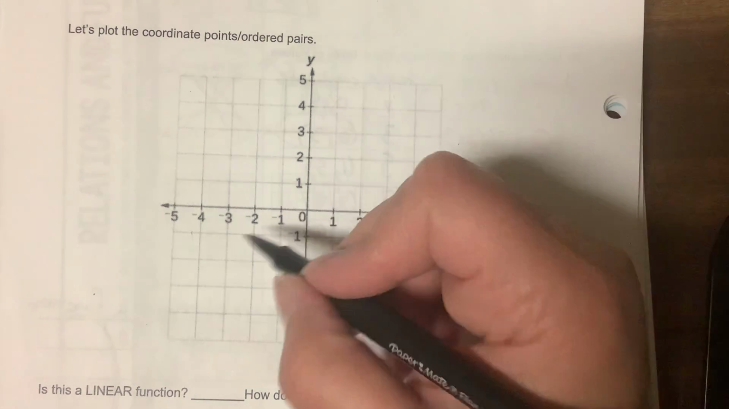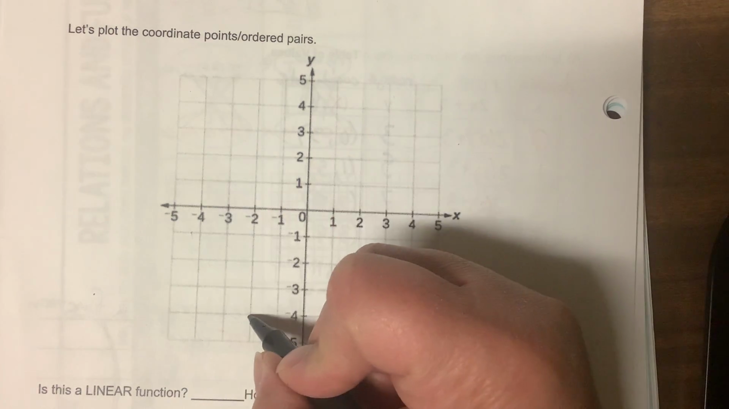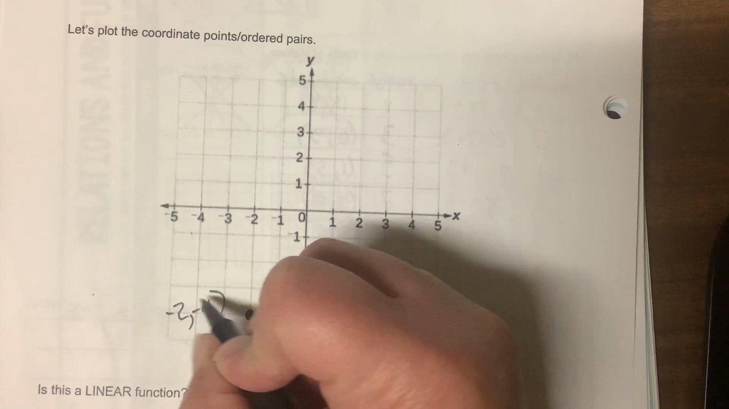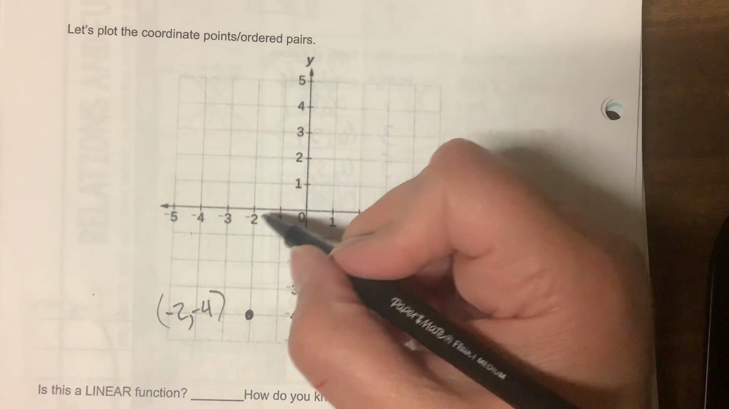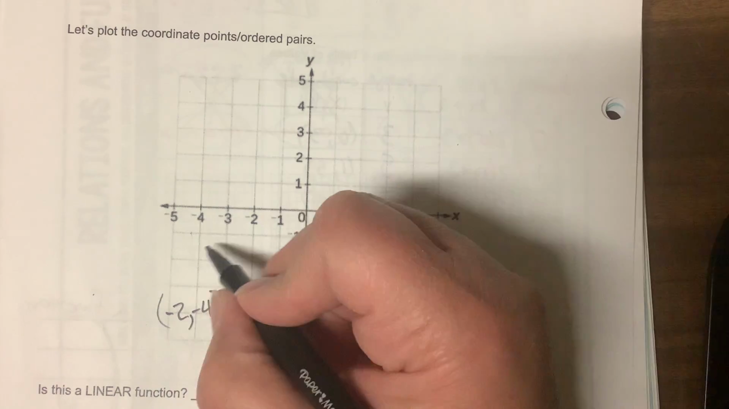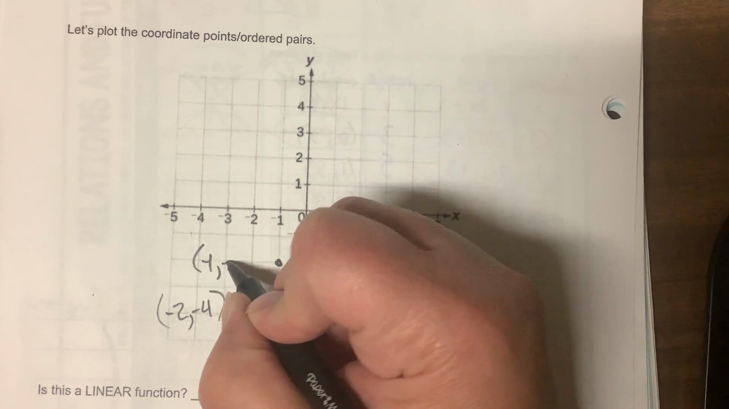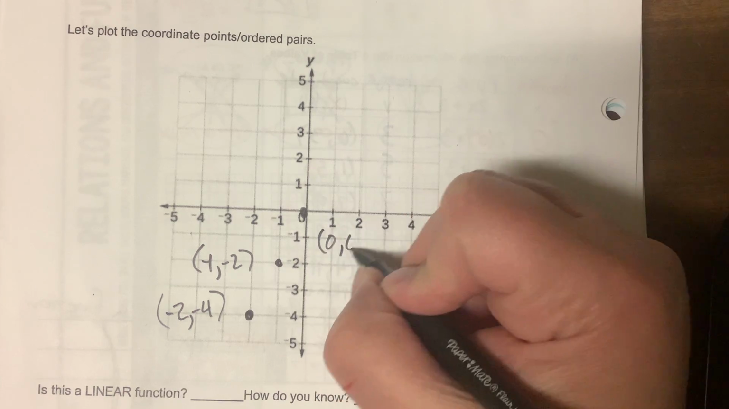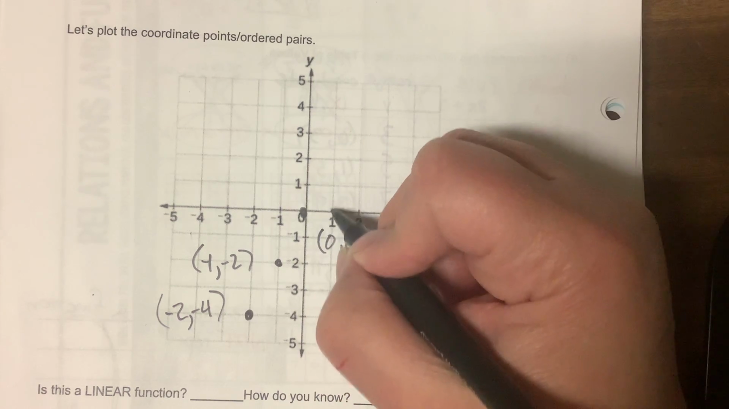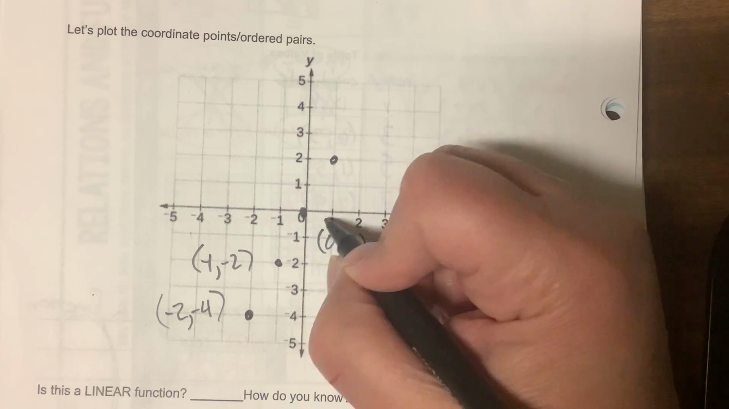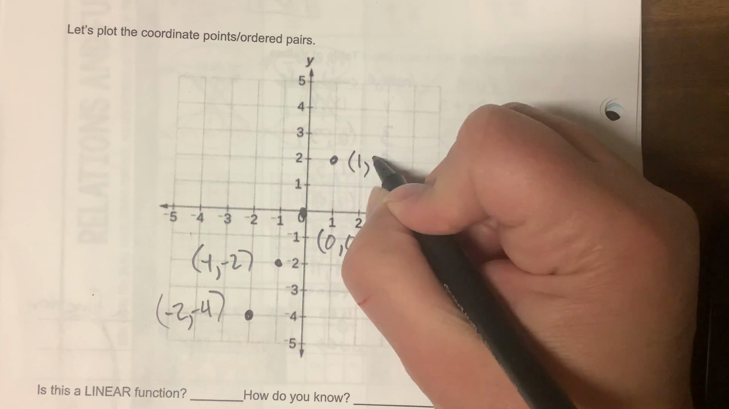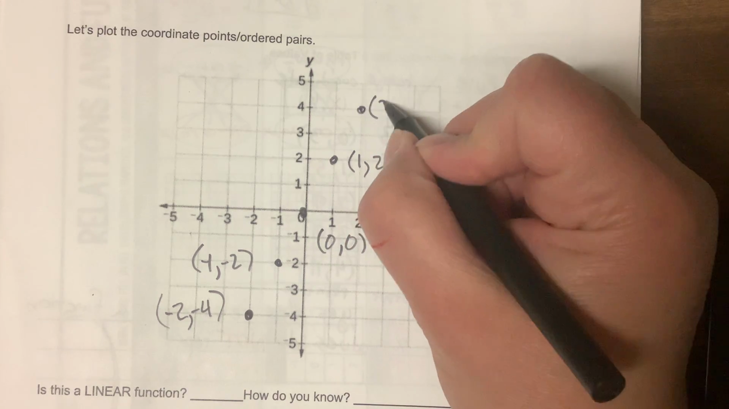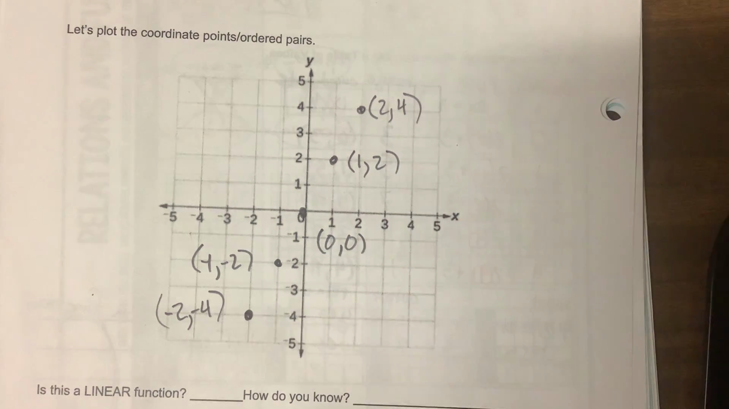And my first point is -2, -4, way down to there. -2, -4. My next point is -1, -2, right, left, then up, down. The next point is 0, 0. I'll put that there. The next point is 1, 2, over 1, up 2. And the next point is 2, 4, over 2, up 4. Okay.